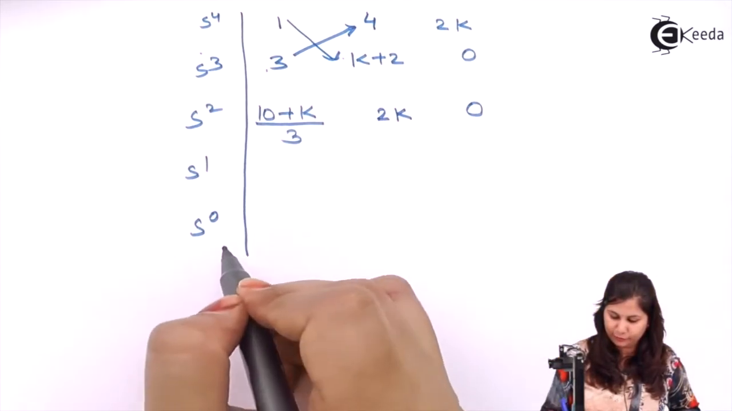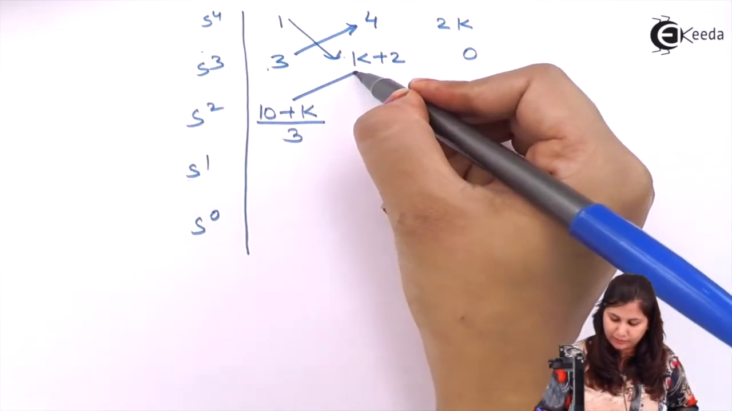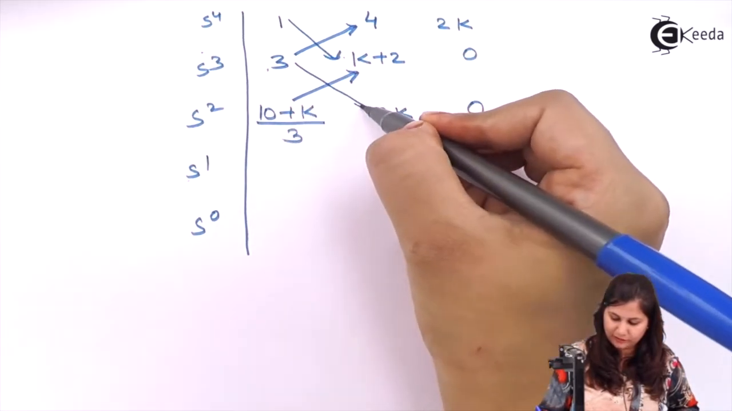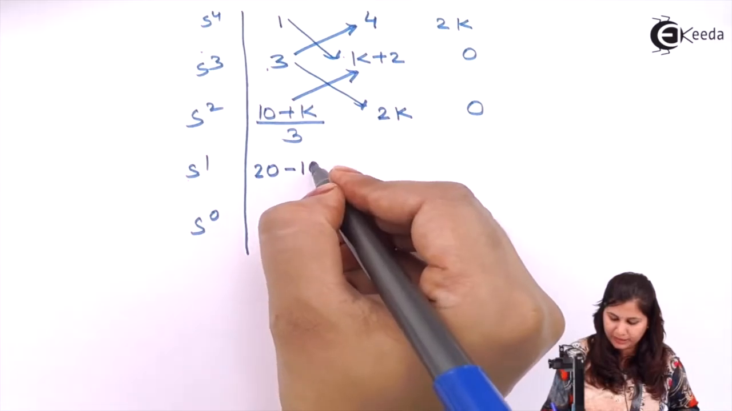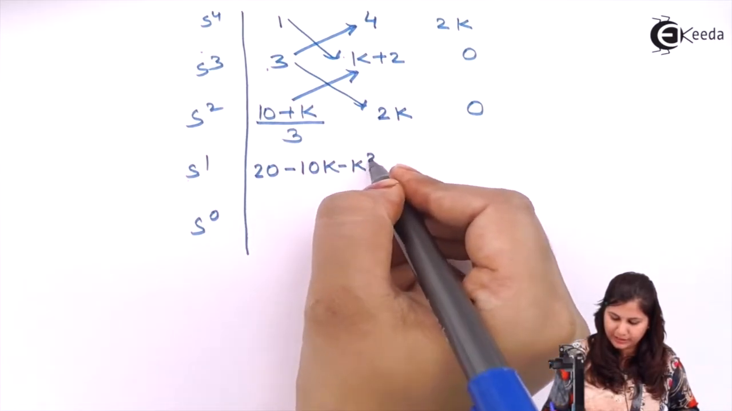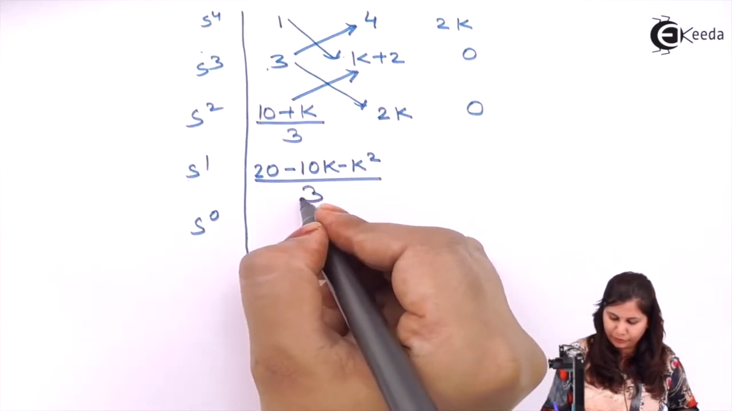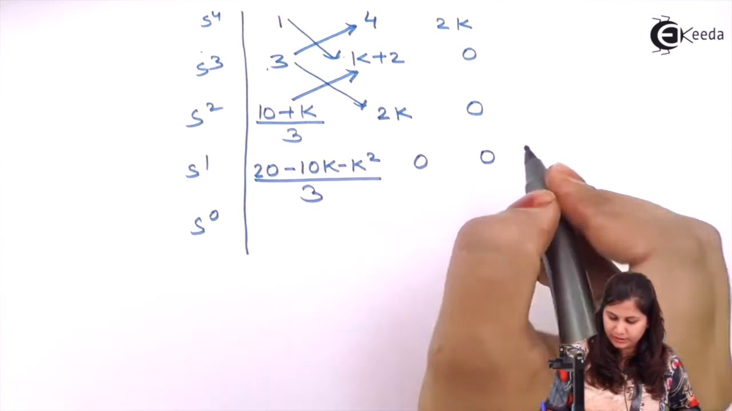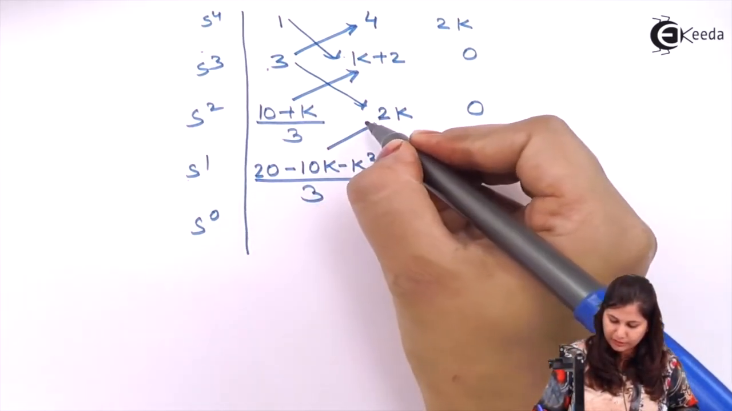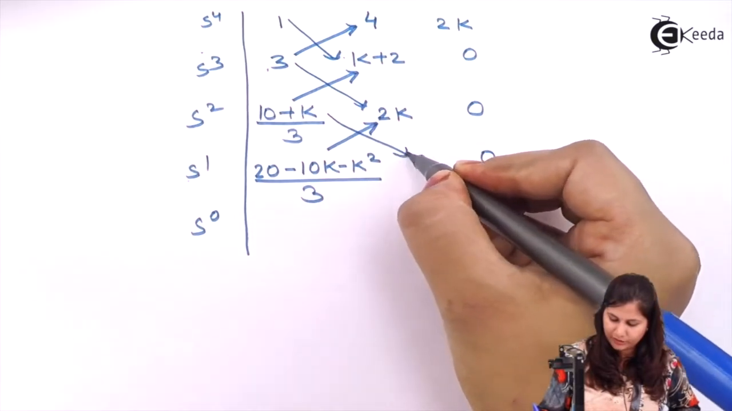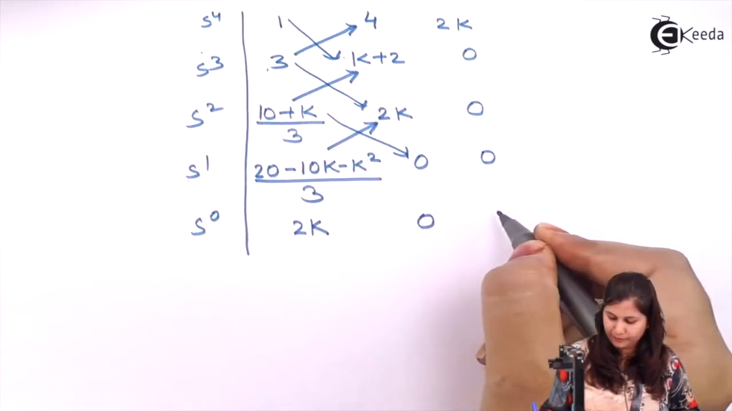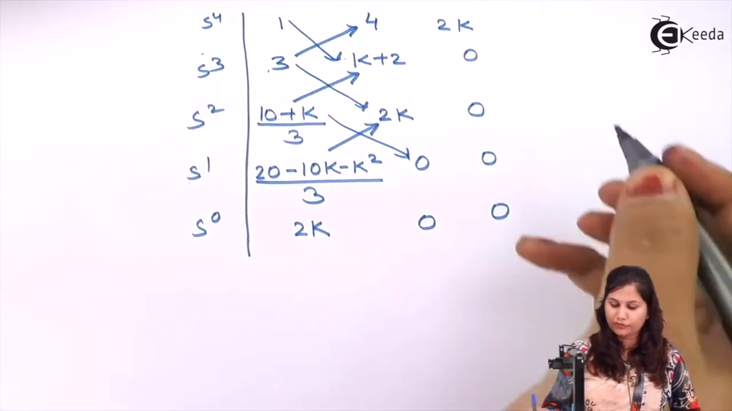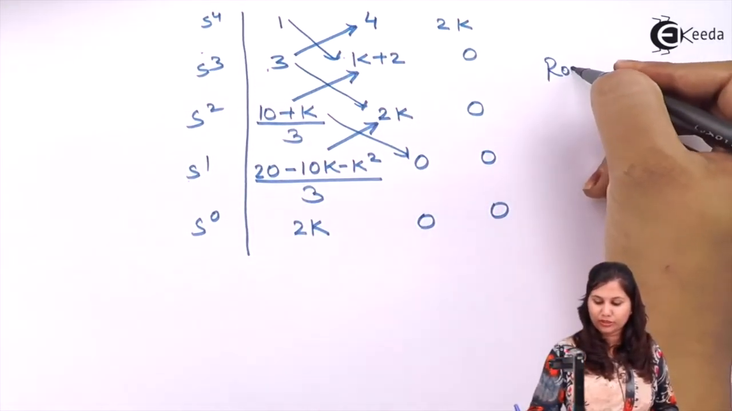This is 0. For s to the power 1, multiply this with this, 3 with this, and divide by this term. So you will get (20 minus 10k minus k square) upon 3. This is 0, this is 0. For this coefficient, multiply this with this, 10 with 0 and divide by this. So it is again 2k. 0, 0. So we have completed this Routh array.